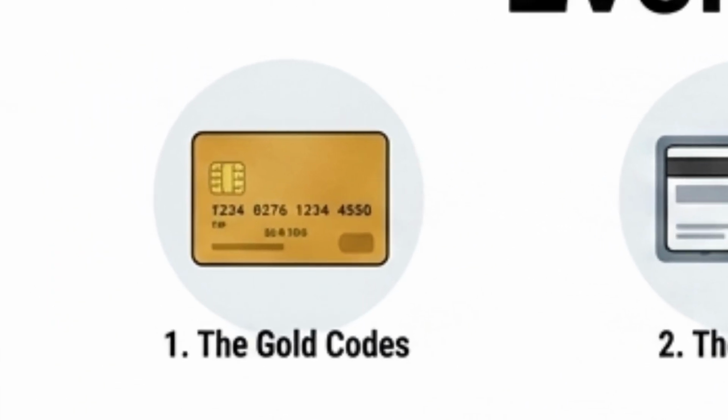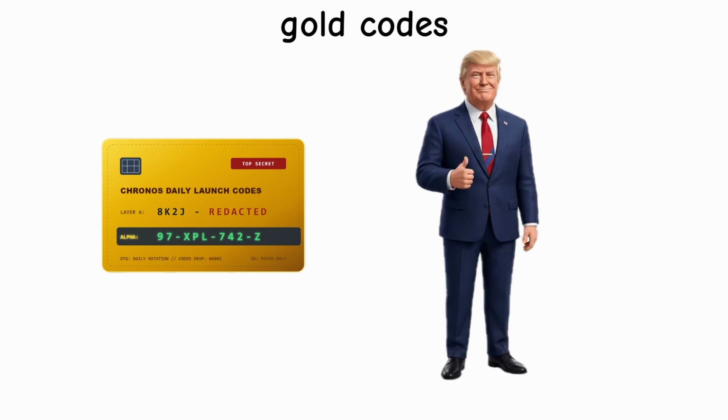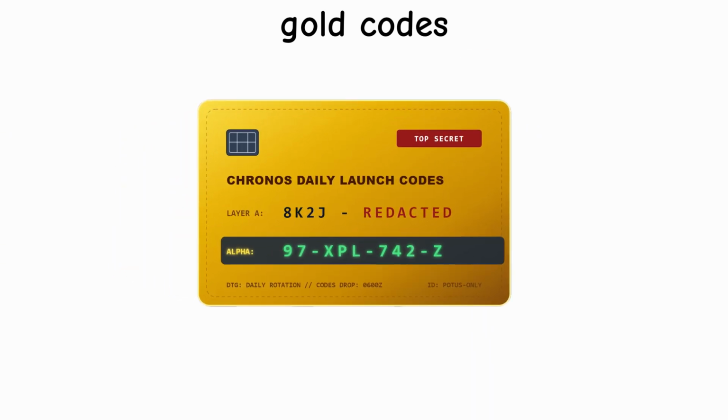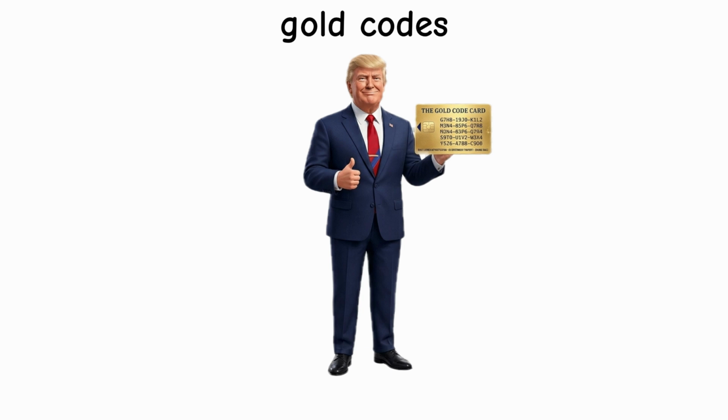1. The gold codes. The actual nuclear launch codes carried by the US president. They are printed on a plastic card called the biscuit. The codes are alphanumeric and change daily. The president does not memorize them. He keeps the biscuit in his jacket pocket at all times.